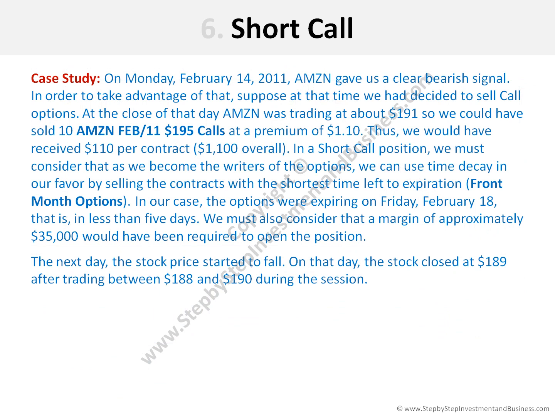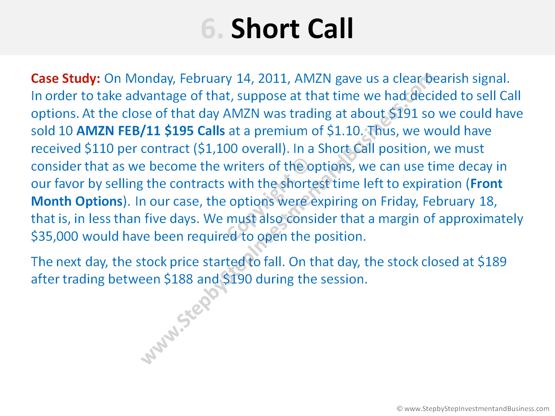As we said, on Monday, February 14, 2011, Amazon gave us a clear bearish signal. In order to take advantage of that, suppose at that time we had decided to sell call options. At the close of that day, Amazon was trading at about $191. So we could have sold 10 calls with a strike price of $195 and expiration in February 2011 at a premium of $1.10. Thus, we would have received $110 per contract, that is, $1,100 overall.